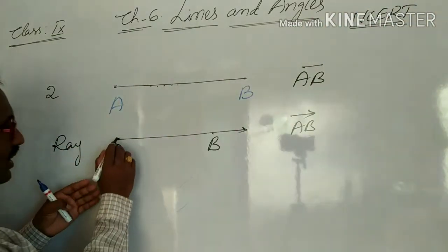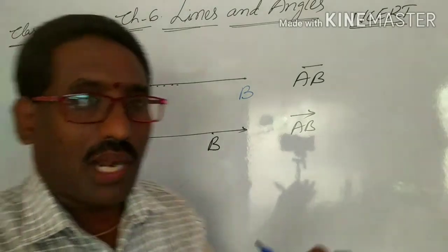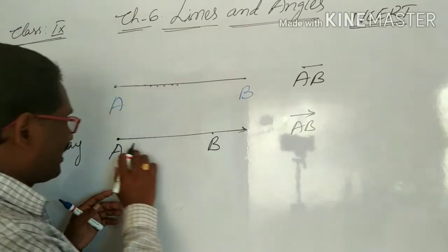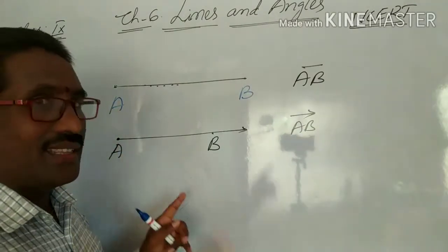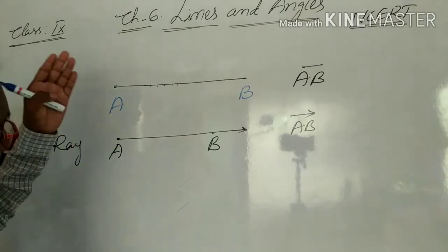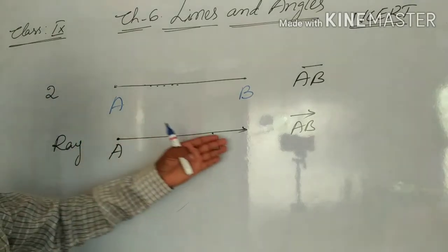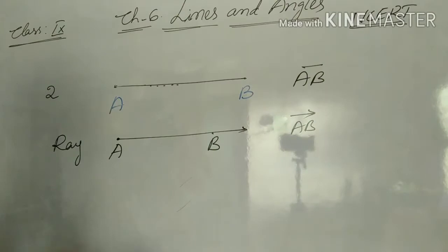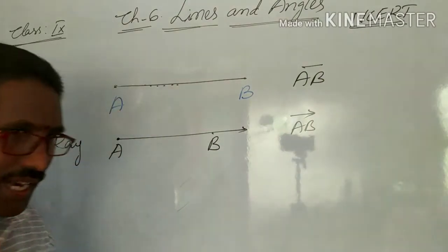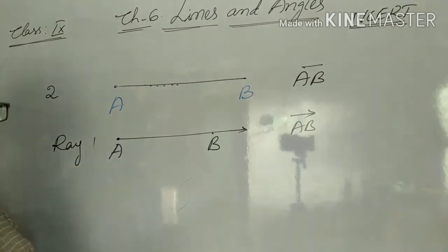What is the meaning? The starting point we know, but the ending point we don't know. It started from here like that. The best example is sun rays. From the sun the ray started and it keeps coming continuously, infinite. That's why a ray has only one endpoint.